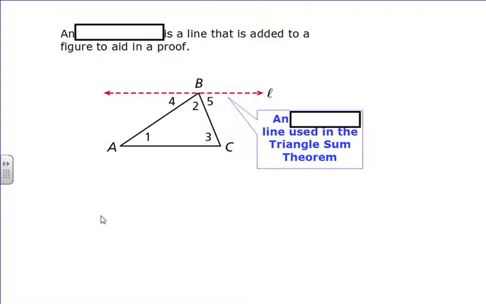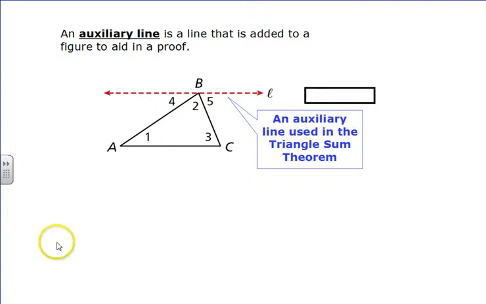Good. So what type of a line is the name of a line that can be added to a figure to aid in a proof? What do you think, Matthew? Good. He did not know that off the top of his head, but he's a smart boy and he's looking at the book. An auxiliary. It's like a helper. If you are part of an auxiliary council, like the women's auxiliary, they're the helpers. Okay? So an auxiliary line can be used in the triangle sum theorem.